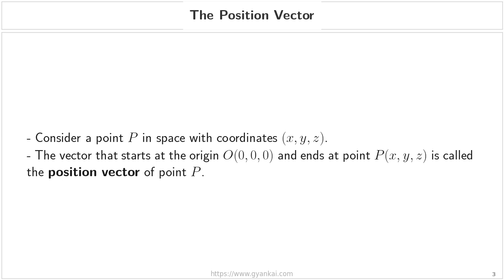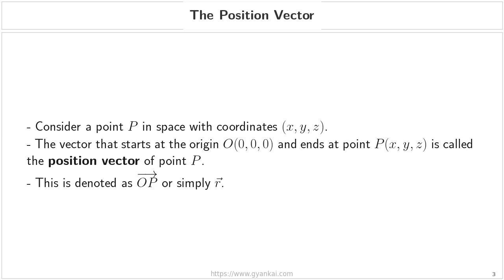If we draw a directed line segment starting from the origin, which we denote as O with coordinates 0, 0, 0, and ending exactly at our point P, we have created what is known as the position vector of point P. In mathematical notation, we represent this specific vector as OP with an arrow over it, or more simply, as the letter r with an arrow over it. This vector essentially tells us how to move from the origin to our destination in space.